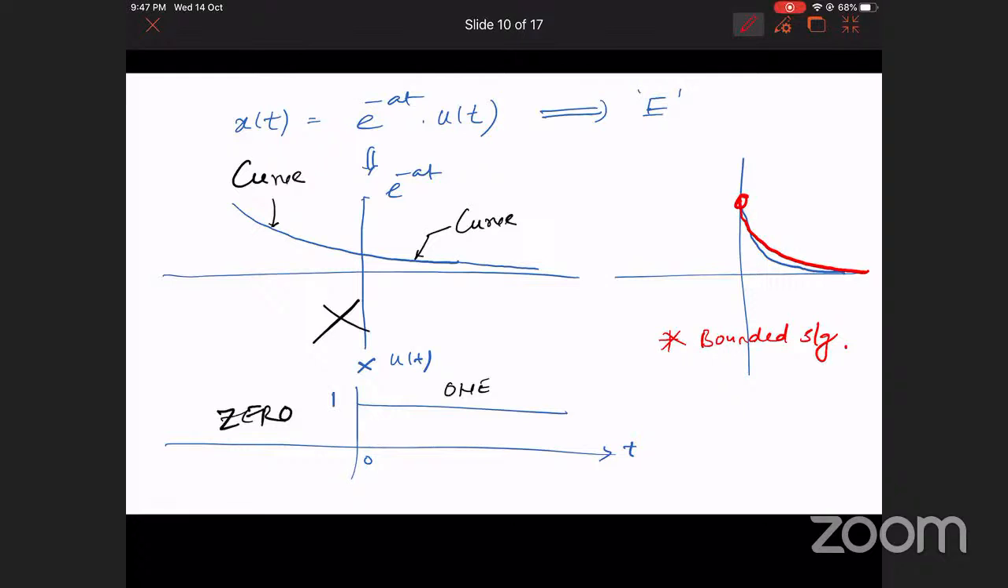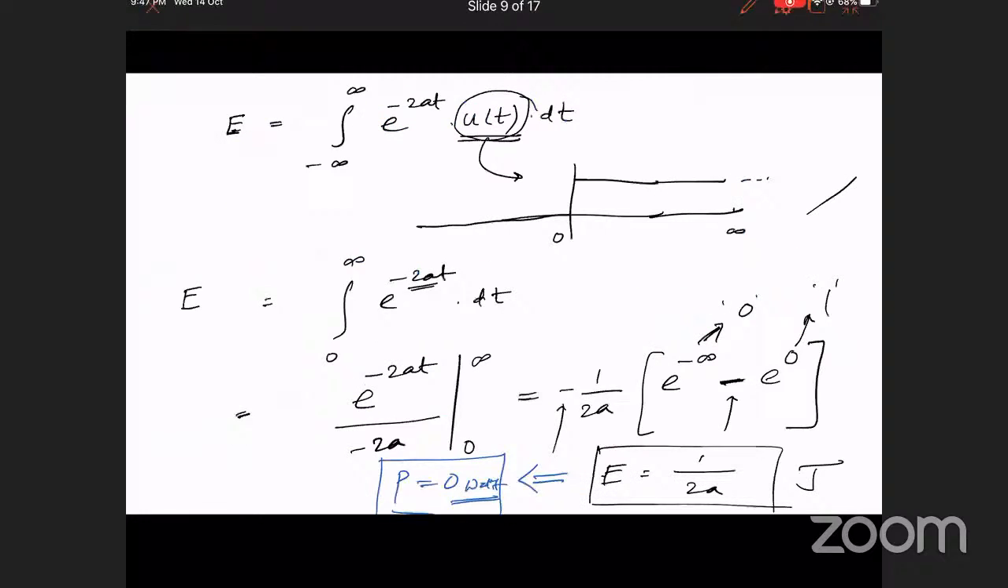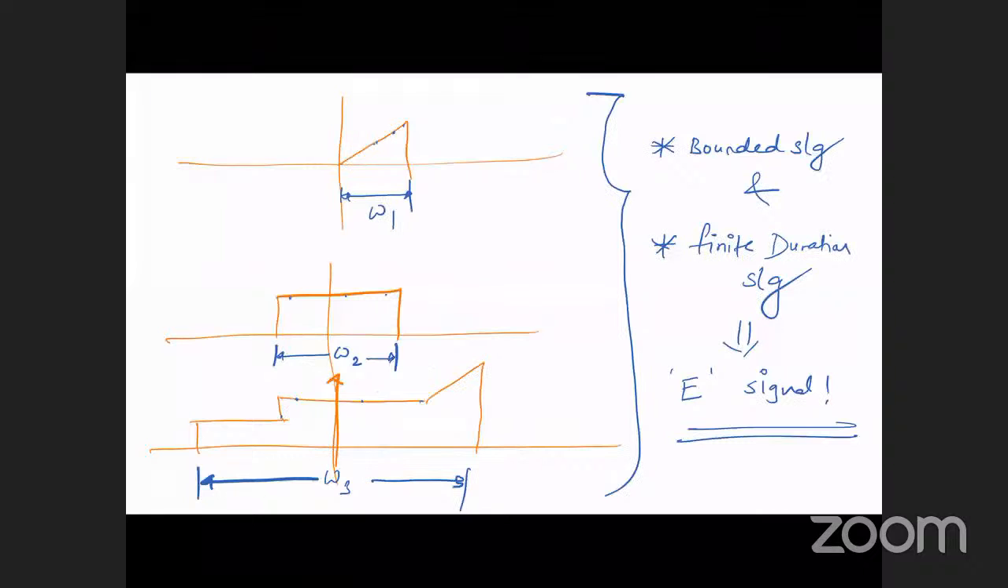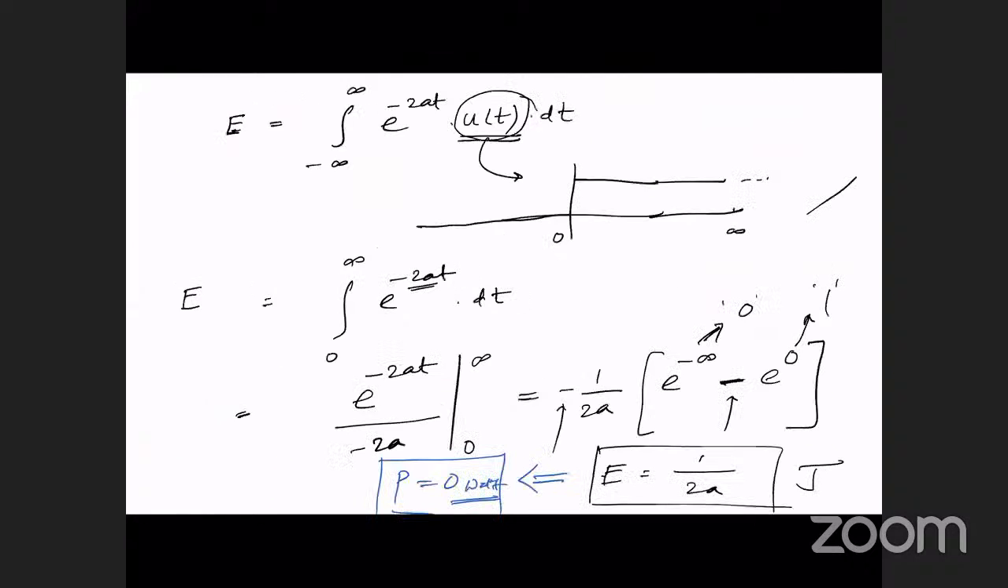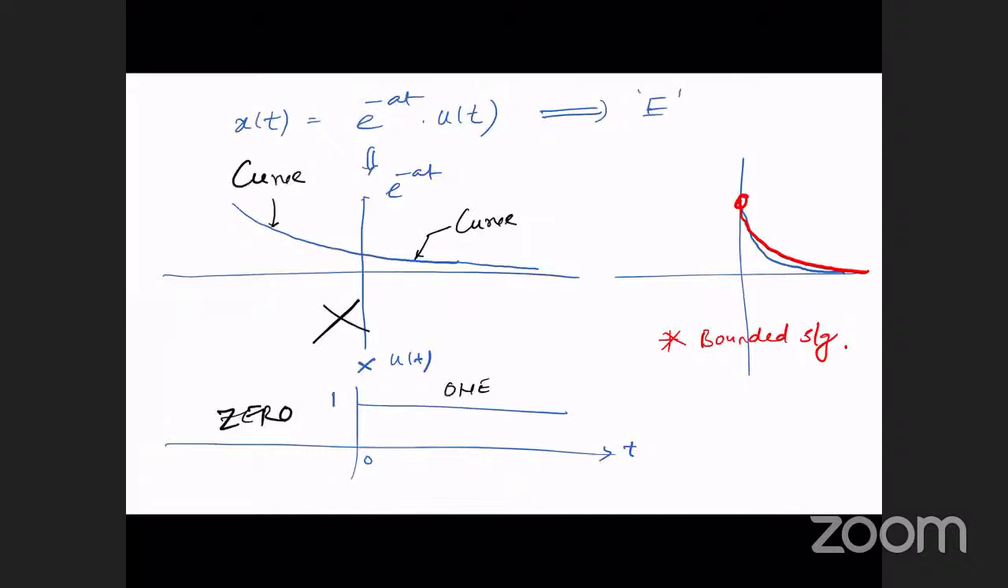Now the question remains, if you remember on the last page I have written, bounded signal, finite duration signal makes the energy signal. Yes or no? So our signal is bounded, but we have to see whether the signal we have taken for analysis, that is e to the power -at u of t, is a finite duration signal. Can anybody tell me? Do you think this is a finite duration signal? Come on guys, can you tell me whether this is a finite duration signal or infinite duration signal?